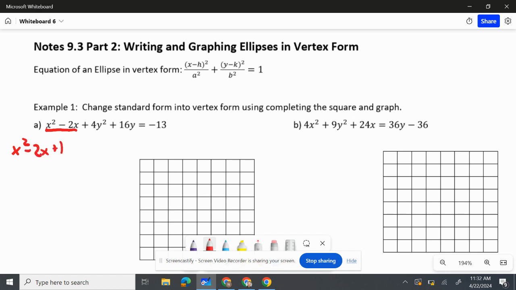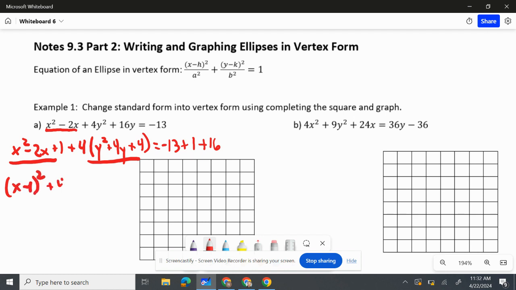Now with this one right here, we're first going to factor out a 4, and that gives us y squared plus 4y. We're going to take the 4, divide it by 2 and square it, and we get 4. And on the other side, we're going to add the 1 from the first one. 4 times 4 gives us 16. We're going to factor each of the trinomials, and that gives us (x minus 1) squared plus 4 (y plus 2) squared. And then -13 plus 1 plus 16 gives us a 4.